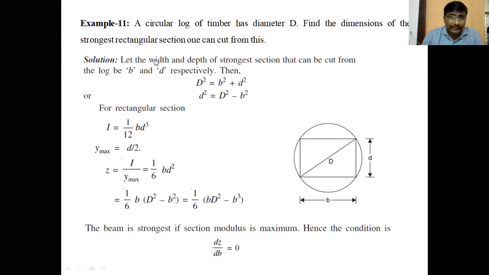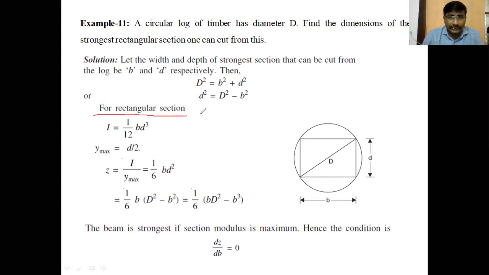So from the diagram, let the width and depth of the strongest section that can be cut from the log be small b and small d respectively, breadth and depth. Then from the diagram we can write that from this right angle triangle, hypotenuse squared, capital D squared, is equal to adjacent squared, that is b squared, plus the opposite squared, that is d squared. Clear, students? Capital D squared is equal to small b squared plus small d squared. From this, small d squared is equal to capital D squared minus small b squared, which is the equation from the diagram.